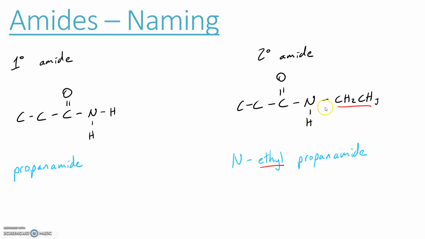So here what we have is an alkyl group attached to the nitrogen. So we've got our propanamide, which is this part here, and then we've got an ethyl group attached to the nitrogen. So we write that as N-ethyl propanamide. N-ethyl because the ethyl group is attached to the nitrogen. So N-ethyl propanamide, the propanamide is this part here. And imagine if we had a different alkyl chain down here, that would be a tertiary amide.